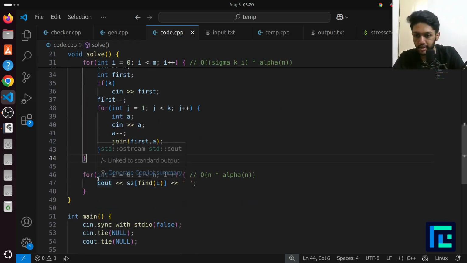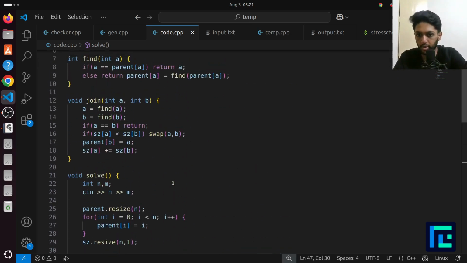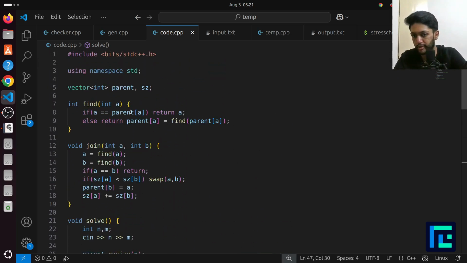So this is the entire code for making a graph, right? And finally, for all the nodes, what you will do is print the size of the component in which i is there. So if I want to print the answer for i, I will find in which component i lies and just print its size, right? So that's the entire thing, and I'll just run through the code of DSU as well.